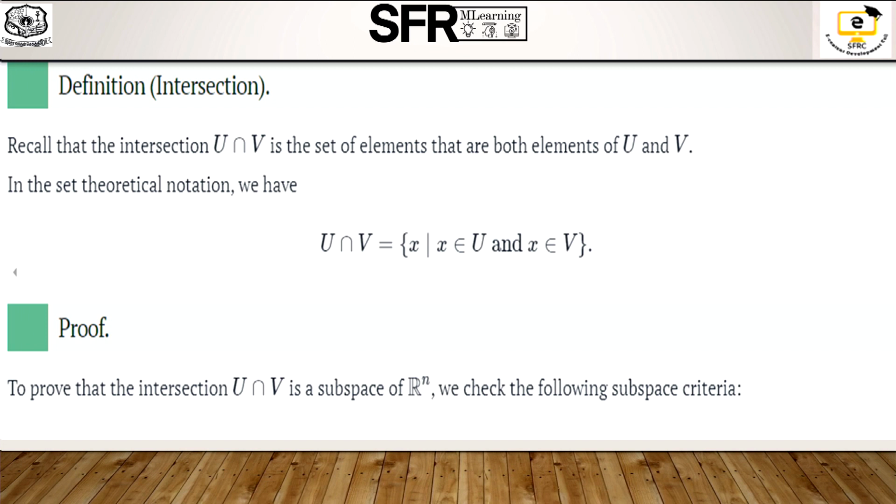In the same way, we can define the union also, that is, U union V is the set of elements that are either in U or in V. Therefore, the notation is U union V equal to the set of x such that x belongs to U or x belongs to V. Here we have to prove one result using subspaces, that is, if U and V are two subspaces, then we have to prove that U intersection V is also a subspace of R power n.